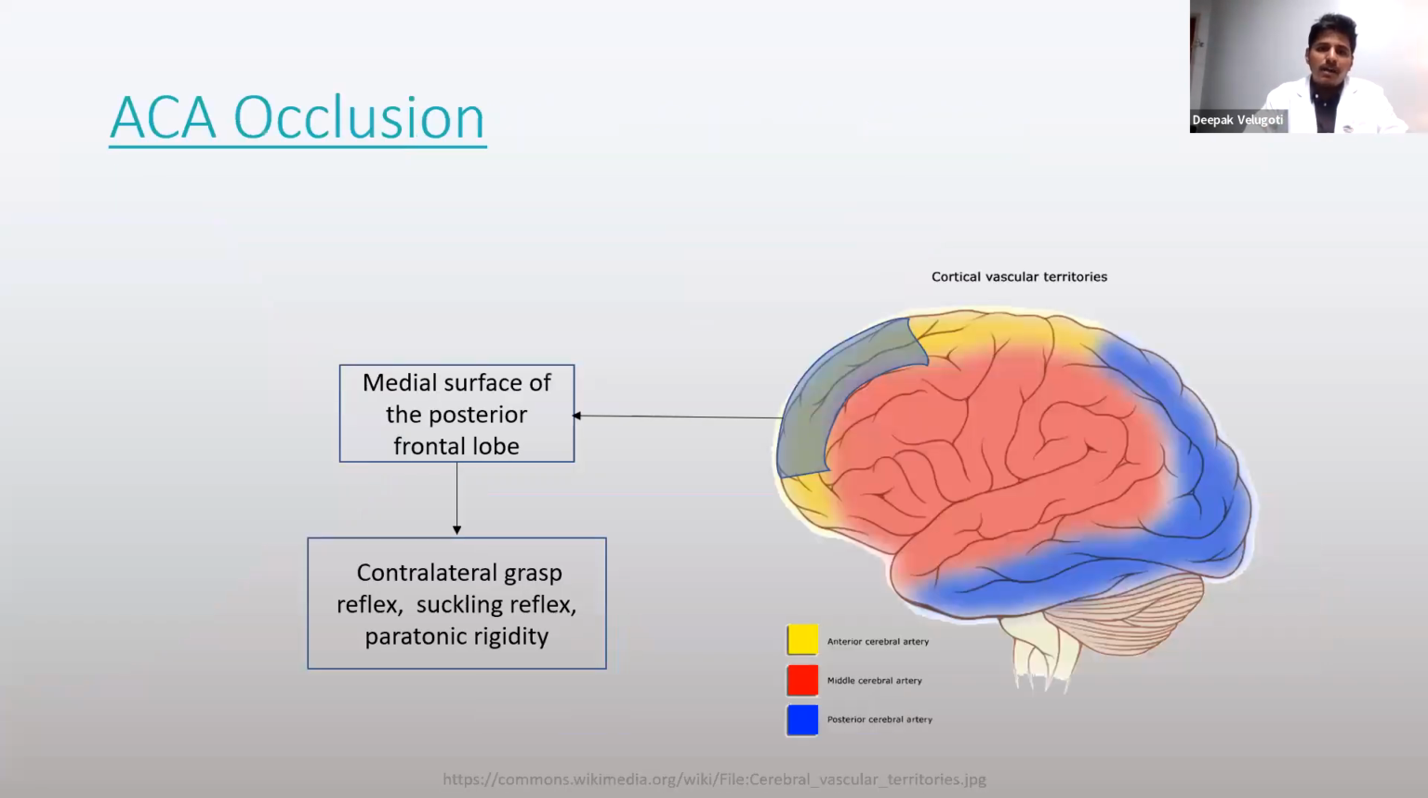In case of anterior cerebral artery occlusion, there is only a small place on the superior lateral surface of the brain where infarcts can be seen, especially on the medial surface of the posterior frontal lobe, where the patient can develop contralateral grasp reflex, circling reflex, and paratonic rigidity.